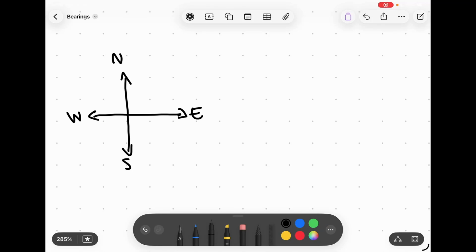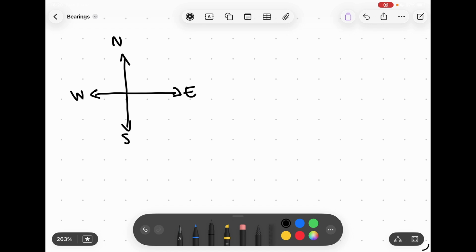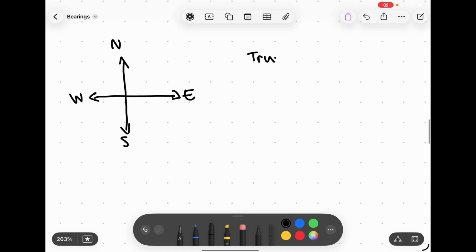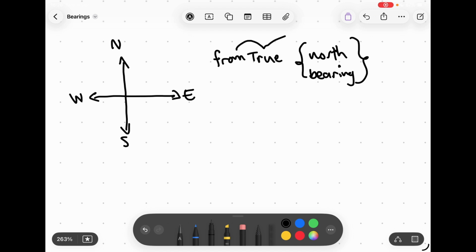Hello everyone, in this video we are going to cover bearings. So what a bearing is, I'm going to put some notes on. True bearing would be from true north. True north or true bearing is degrees from north. So essentially bearings is just tying into trigonometry and an application of trigonometry.